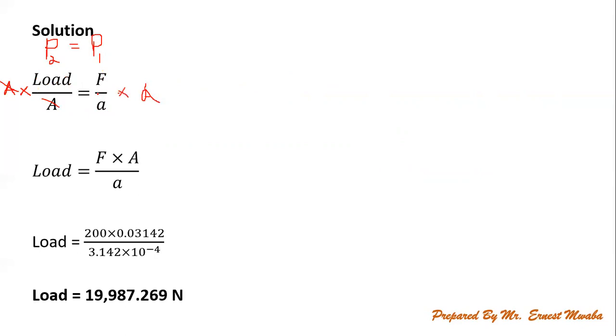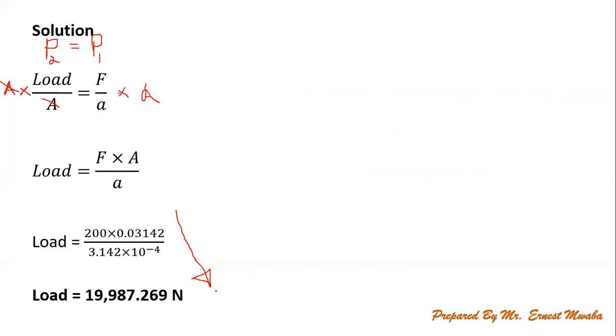The next part is just to make load the subject of the formula, and that requires you now to multiply both sides by A, which is the area. So multiply by A this side and multiply by A on the other side. Cancel them. And that's what you have, F by A over small a. And what you see below here is pure substitution, and your calculator dances from there, bringing us down to this answer there.